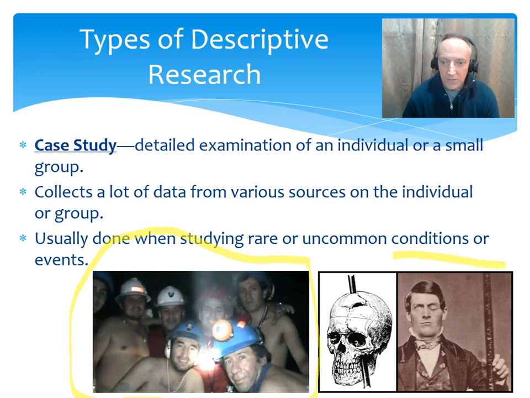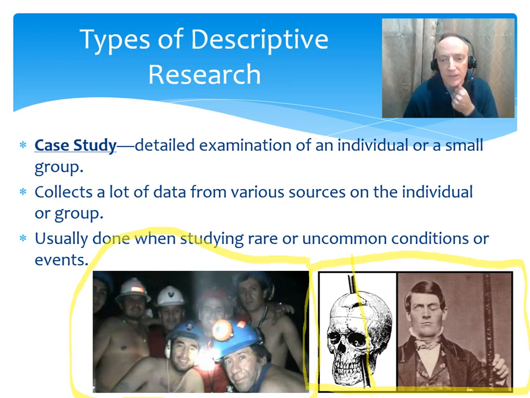Here's another famous case study. We're going to cover this one next chapter in the biology chapter. This is Phineas Gage. Phineas Gage was a railroad worker, a foreman, working at the time when the railroads were expanding across the United States. And there was a blasting accident where this metal rod was blown clear through Phineas Gage's skull.